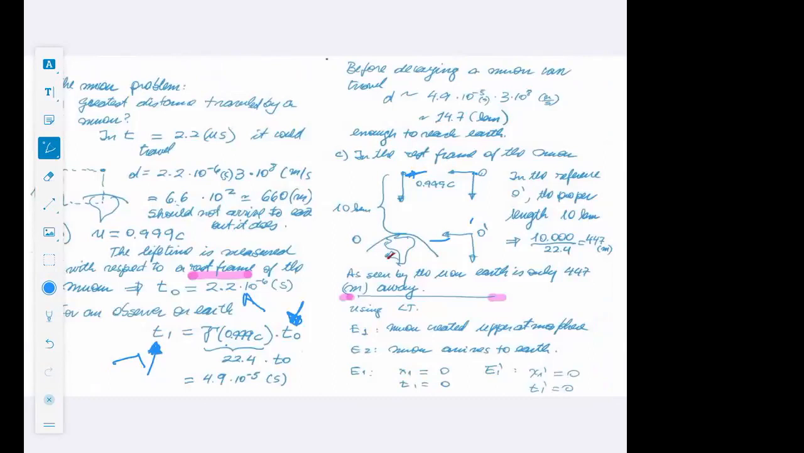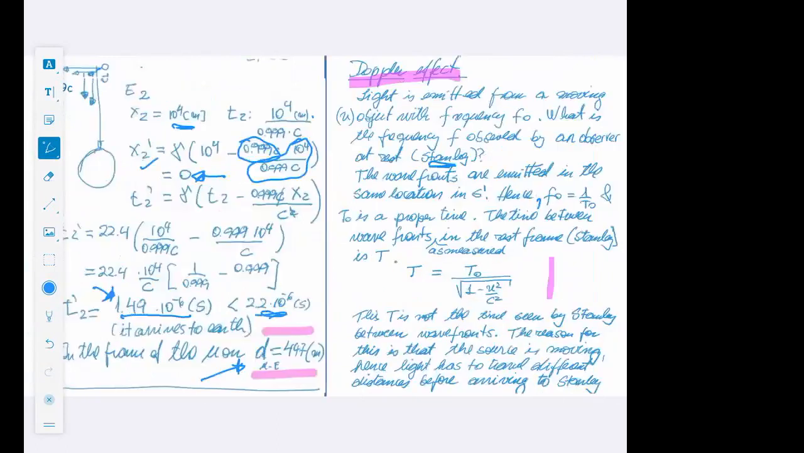Okay, so the idea is that proper time is the difference in time between two events that happen in the same location in space, in the reference frame that is at rest with respect to the events. Otherwise it will be moving. In some reference frame, if the events happen at the same location, they can be considered a proper time in the reference frame in which everything is at rest. So this is happening here.